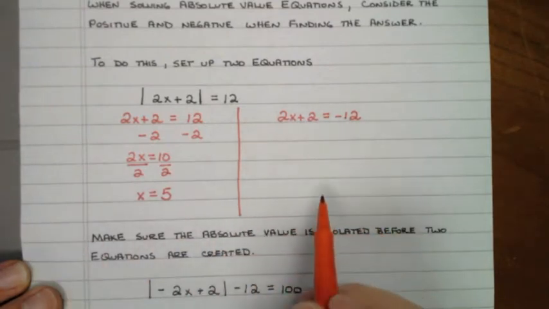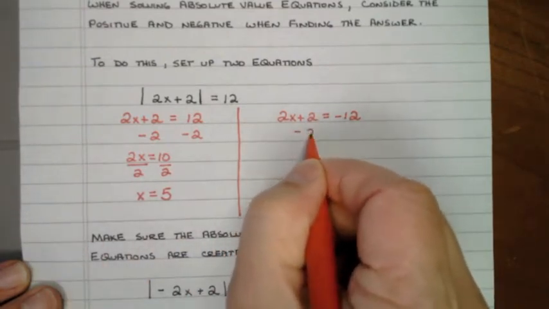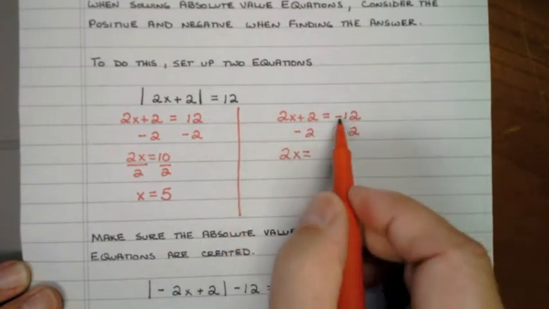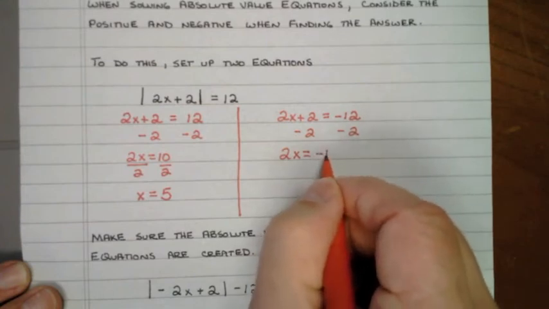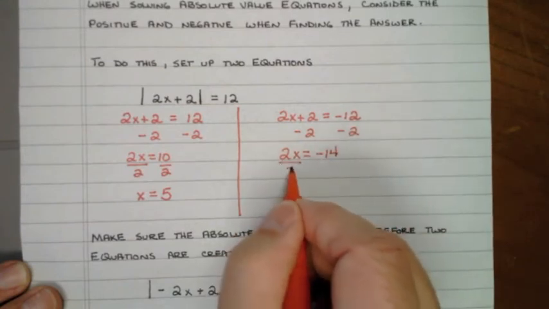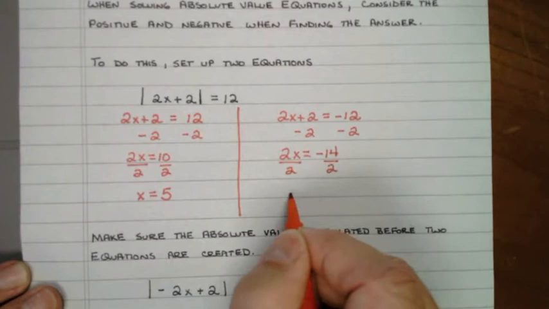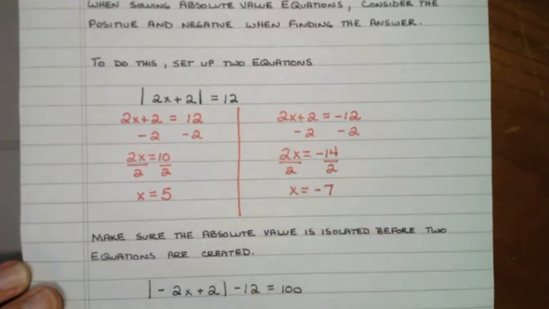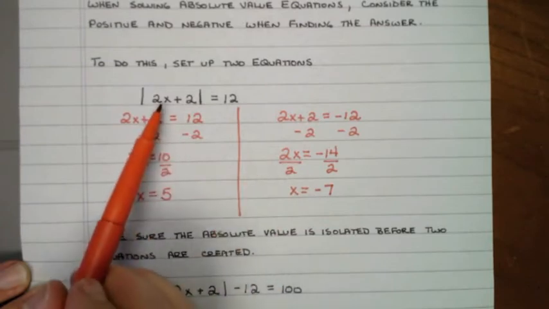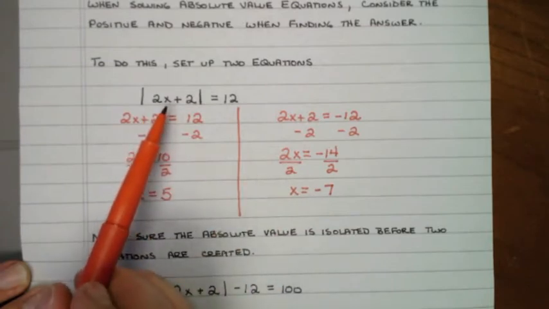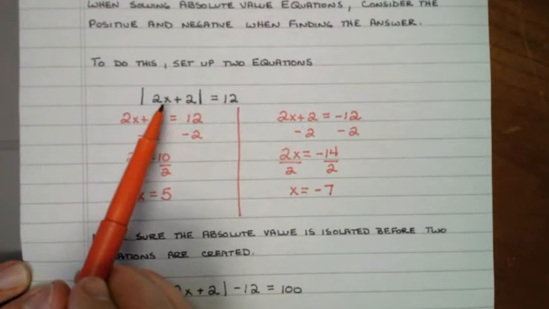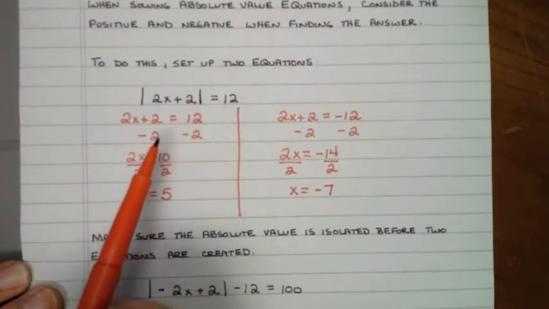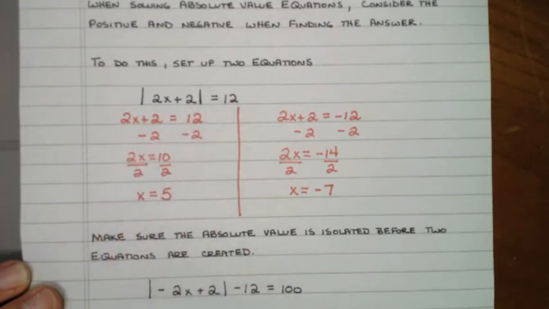Solve this one, and I'll get my other answer. Subtract 2 from both sides. Negative 12 and negative 2 give me negative 14. Divide both sides by 2. Negative 7 is also an answer. If I take negative 7 and plug it back in here, 2 times negative 7 is negative 14. Negative 14 plus 2 is negative 12, and the absolute value of negative 12 is 12.